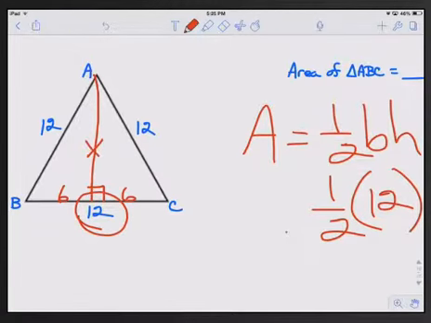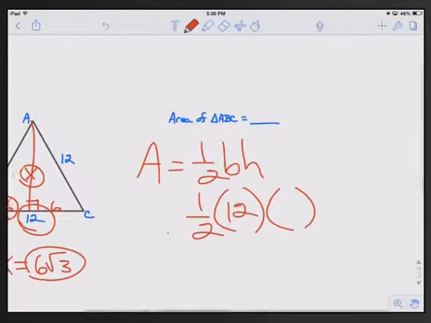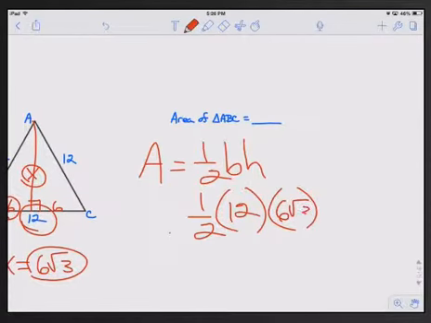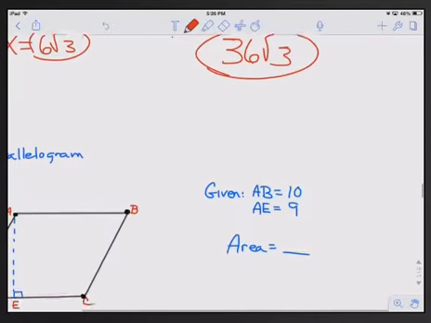We can solve for x by using the Pythagorean theorem, or if you recognize that it's a 30-60-90 triangle, the shorter leg times the square root of 3 gives you the longer leg, which is x, or the height, which in this case is 6 times square root of 3. You take that value and you plug it in for the height, and you simplify. You can simplify in this case quite a few different ways. You could say 2 goes into 12 6 times. 6 times 6 is 36. You get 36 times the square root of 3 for that answer.